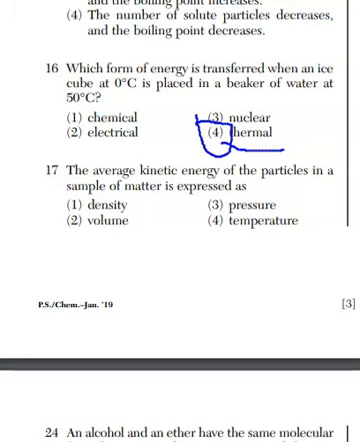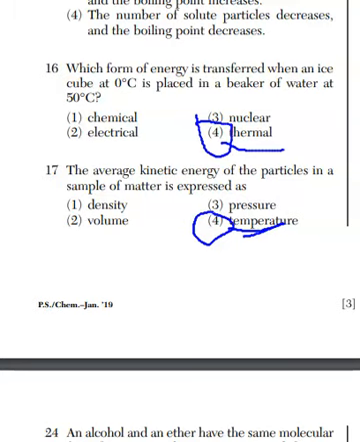Let's go to 17. The average kinetic energy of the particles in a sample of matter is always expressed as temperature. The definition for temperature is going to show up a lot. More than likely, with whatever regions you're going to take, you're going to see it too.